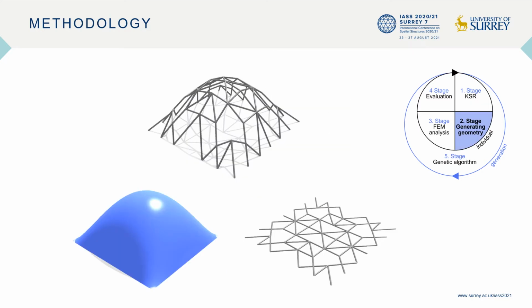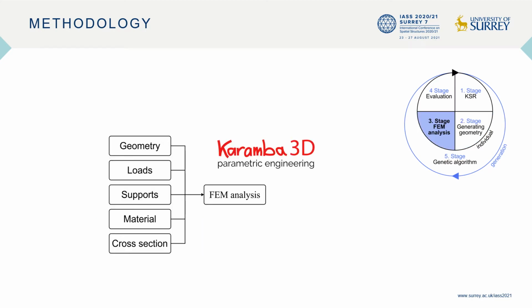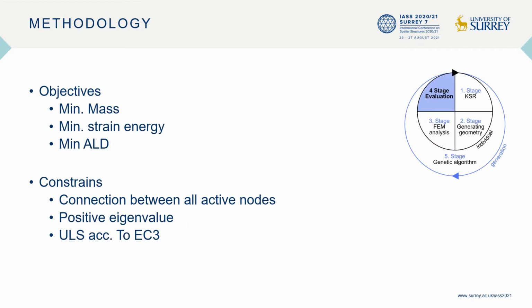In stage 2, the repaired grid is projected on to the base surface that is created with dynamic relaxation. And this is then used as input to a finite element analysis using Karamba 3D. Lastly, the solution is evaluated to measure the fitness of the solution.